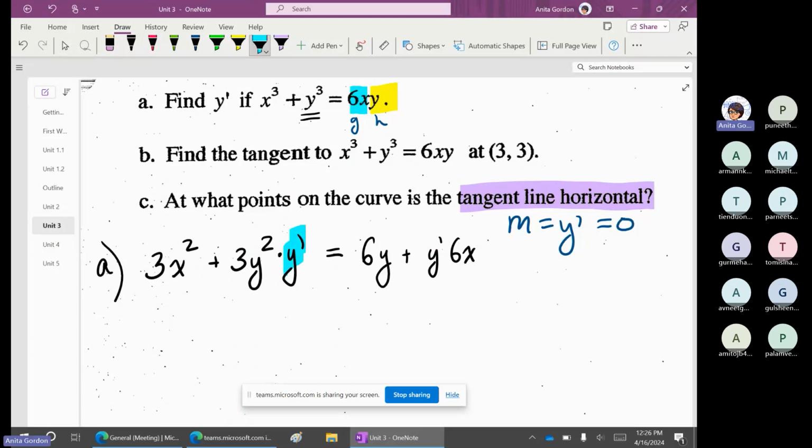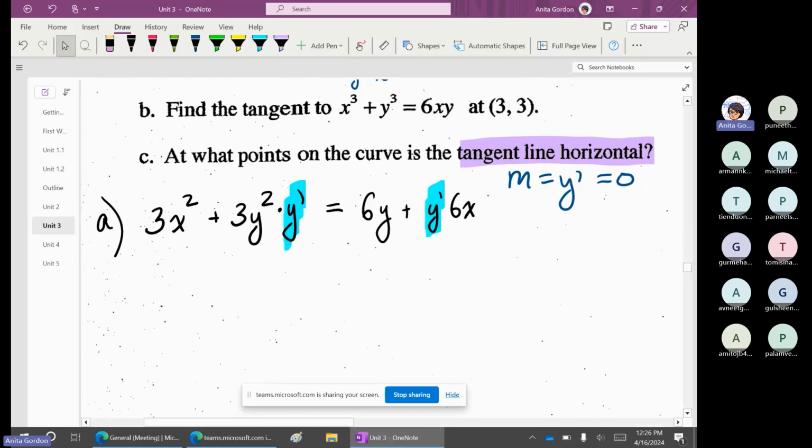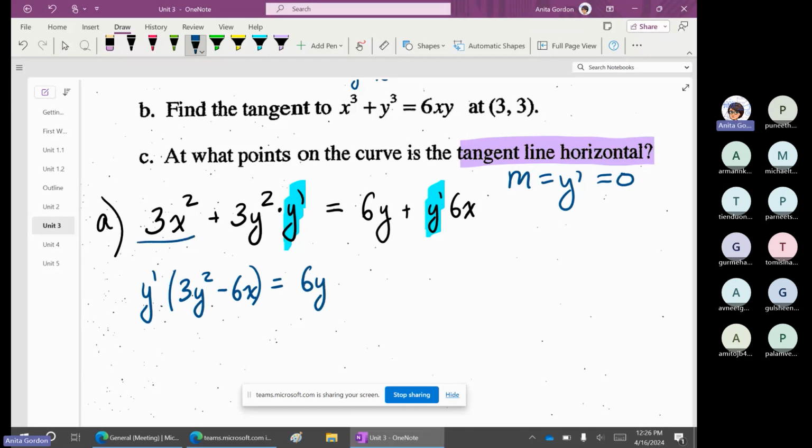We are looking for y prime. We want to collect these two terms together, everything else on the right side. And truthfully, it doesn't matter which side. I'm just OCD and I like everything to be something equals, so I like to put the thing I'm looking for on the left. So y prime times 3y squared minus 6x equals, on the other side, 6y, moving this guy over, minus 3x squared.